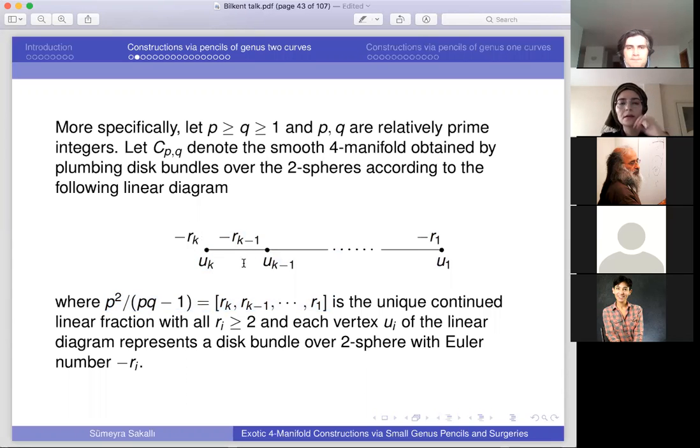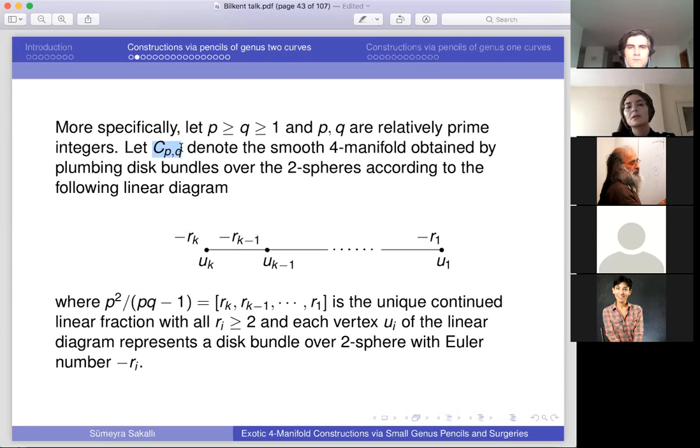And here in this diagram, every dot denotes a bundle. It is a disk bundle over the two-sphere. And when there is an edge between the dots, it means that these bundles are plumbed together. It is fiber to base identification. A part of the base is identified with a generic fiber of the other bundle. And these numbers are coming from our expansion. We take their negatives. And these are the Euler numbers of our disk bundles. And this is called C_{p,q}.